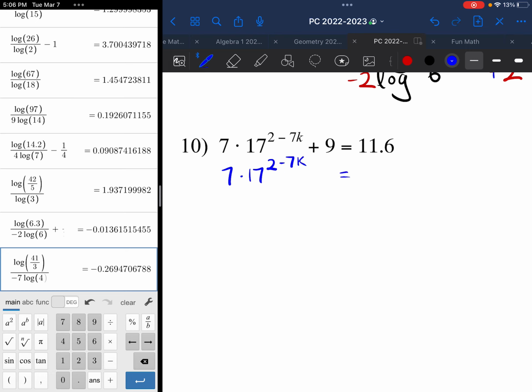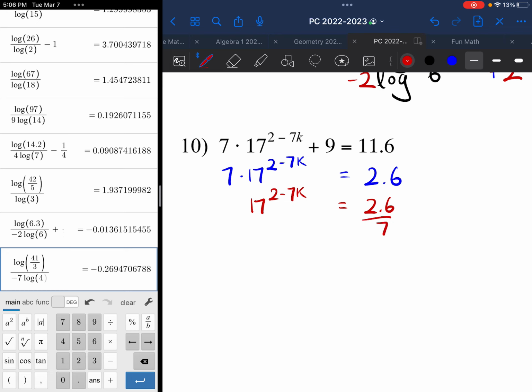The 9 is gone because we subtracted 9. And on the right-hand side, 11.6 minus 9 is 2.6. All right, now I need to get rid of that 7. I'm going to divide both sides by 7. And I just get a 17 to the power of 2 minus 7k. And on the right side, I get that 2.6 divided by 7, whatever that is.